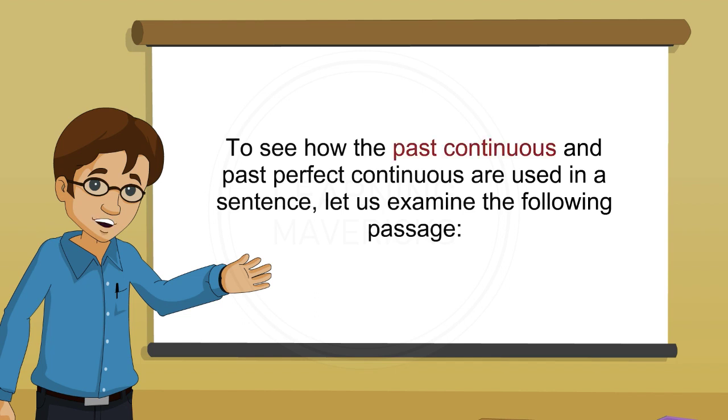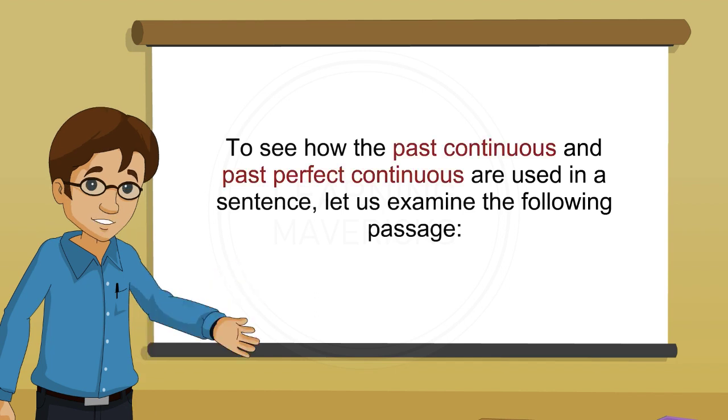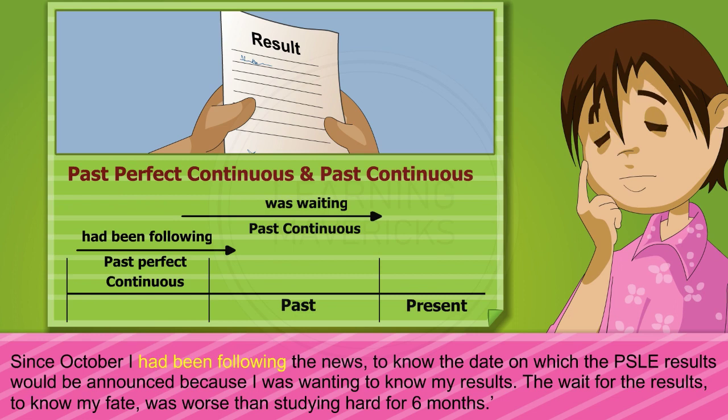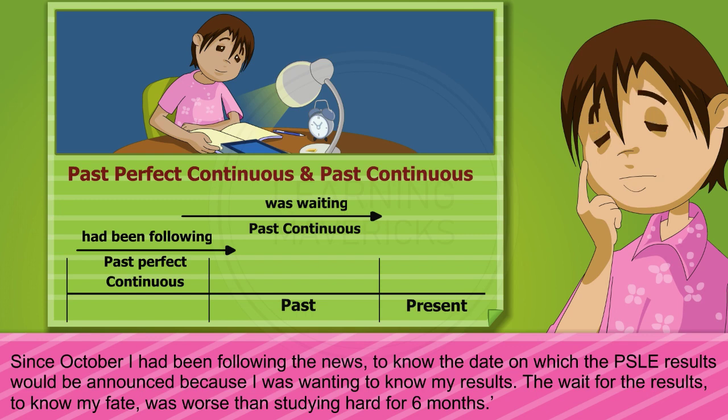To see how the past continuous and the past perfect continuous are used in a sentence, let us examine the following passage. Since October, I had been following the news to know the date on which the PSLE results would be announced, because I was waiting to know my results. The wait for the results to know my fate was worse than studying hard for 6 months. In this case, you can see that the past perfect continuous tense is one that had ended in the past before the past continuous. So it tells us that in the passage, the action of following the news to know the results was completed before the action of waiting to know the results.